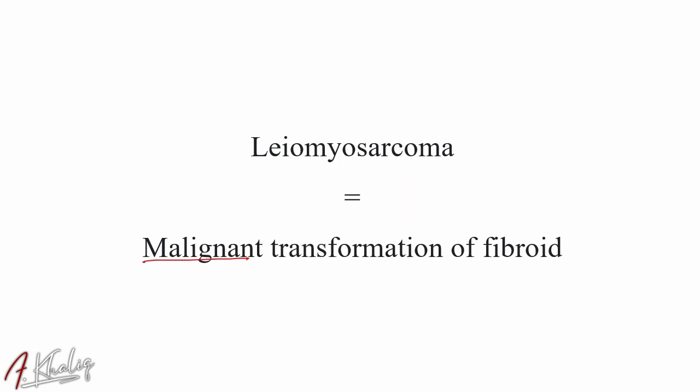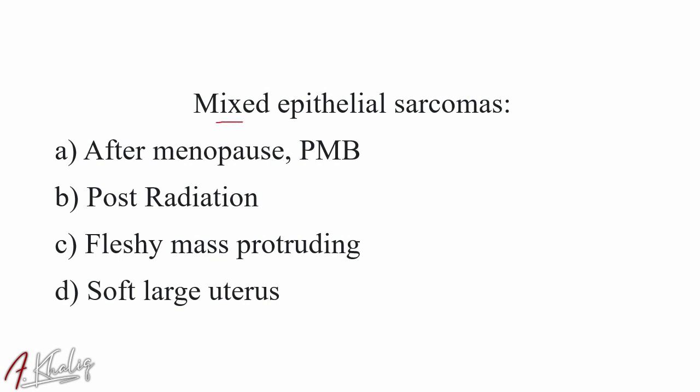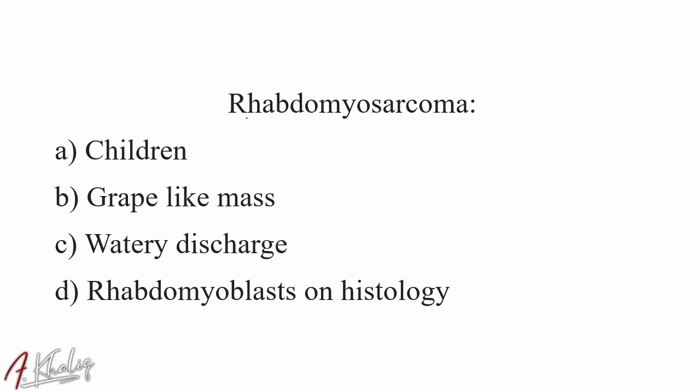Leiomyosarcoma is the malignant transformation of fibroid, which is just leiomyoma. So leiomyoma changes into leiomyosarcoma. Now, the mixed epithelium sarcomas are seen after menopause, they're seen after radiation, and they're seen as a fleshy mass protruding outside, and the uterus is going to be soft and large.